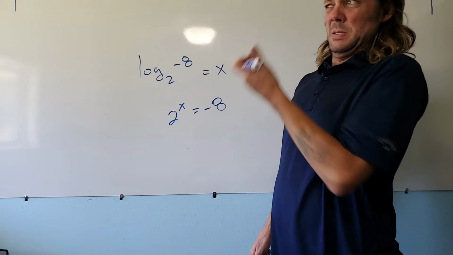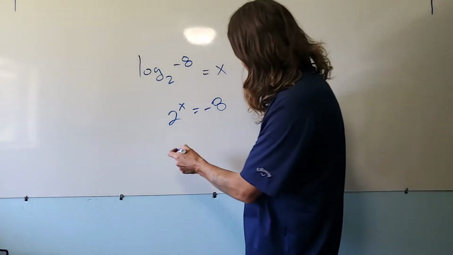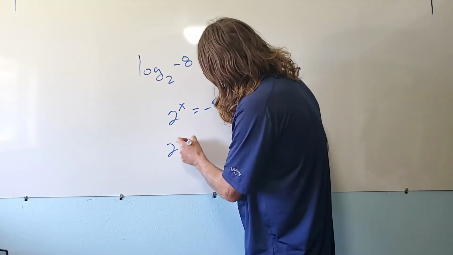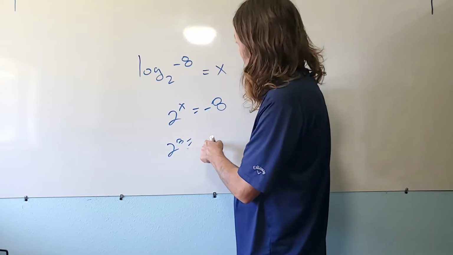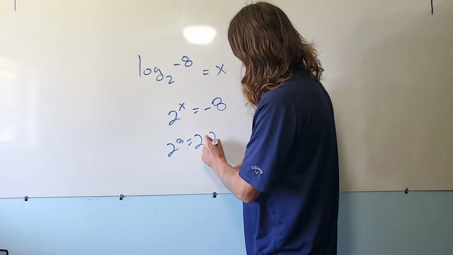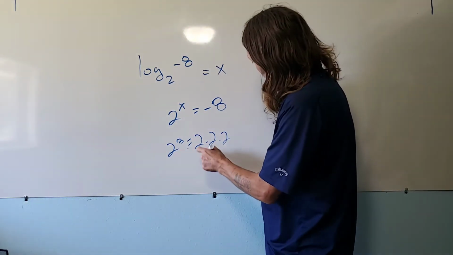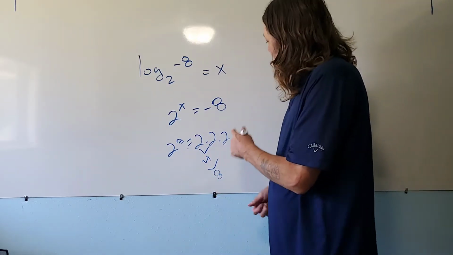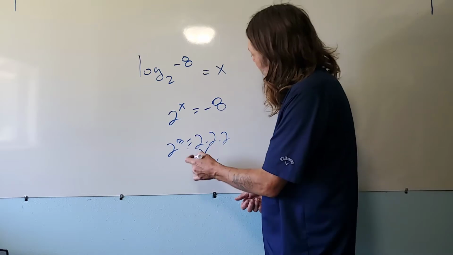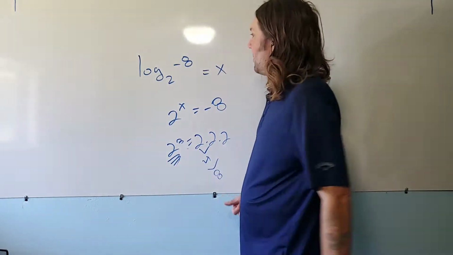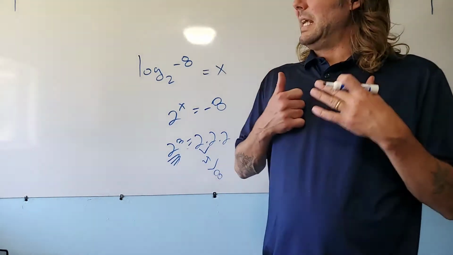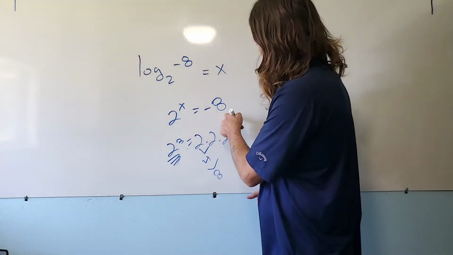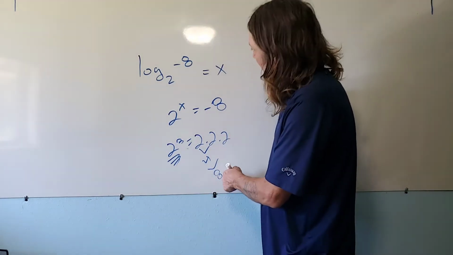Now, it is a fact that 2 to the third power is 2 times 2 times 2, which is 8. I cannot multiply this number by itself and get a negative number. The answer is going to have to be positive.